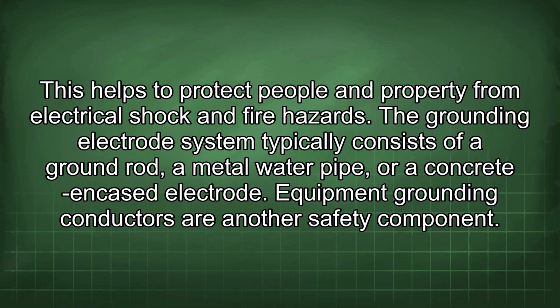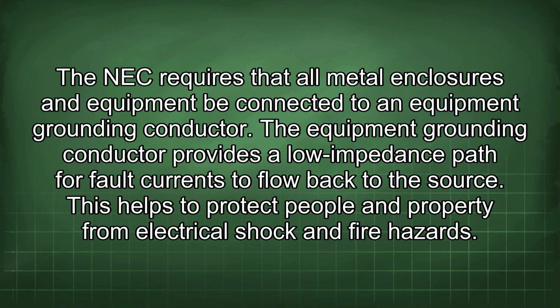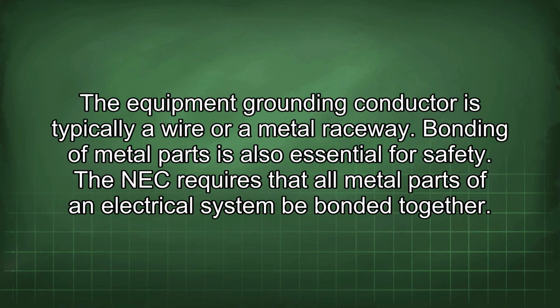Equipment grounding conductors are another safety component. The NEC requires that all metal enclosures and equipment be connected to an equipment grounding conductor. The equipment grounding conductor provides a low impedance path for fault currents to flow back to the source. This helps to protect people and property from electrical shock and fire hazards. The equipment grounding conductor is typically a wire or a metal raceway.